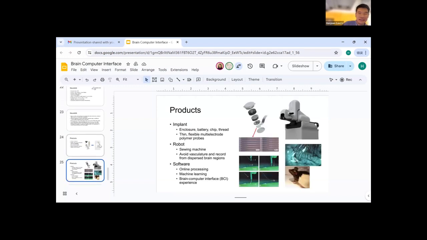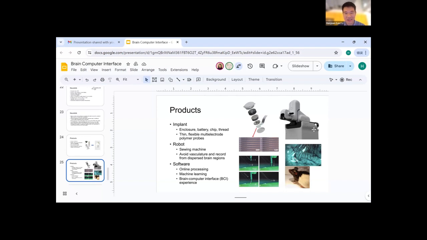So to this end, Neuralink develops several products. The first one is their implant, which is this thing here, and it includes an enclosure, battery, chips, and the thread. The thread is shown here, and it's a thin, flexible, multiple-electrode polymer probe. And because its probes are thin and flexible, it has a really low stiffness. Therefore, if they want to insert them into the brain, they need to have some stiffener.